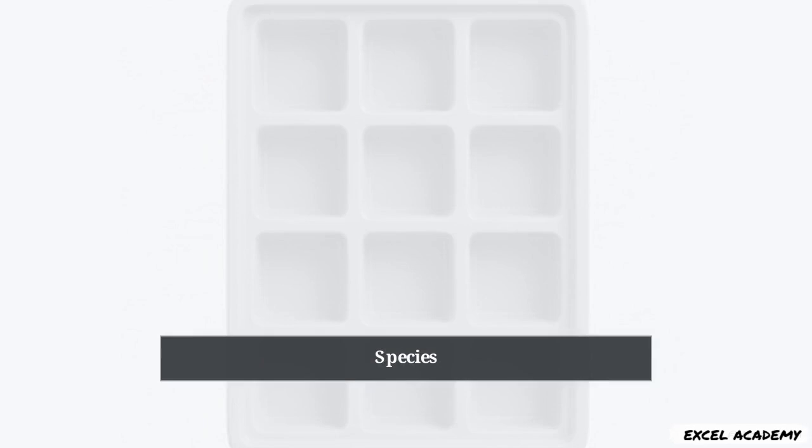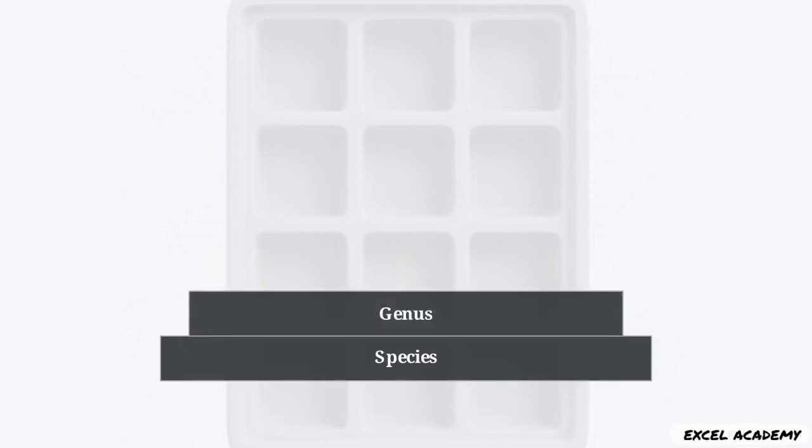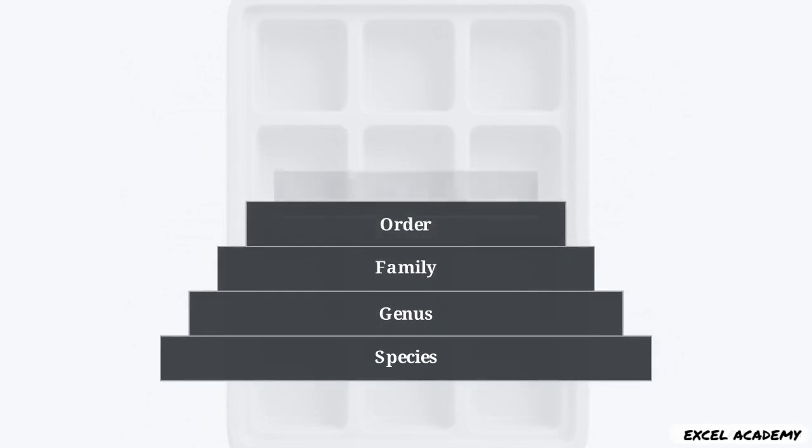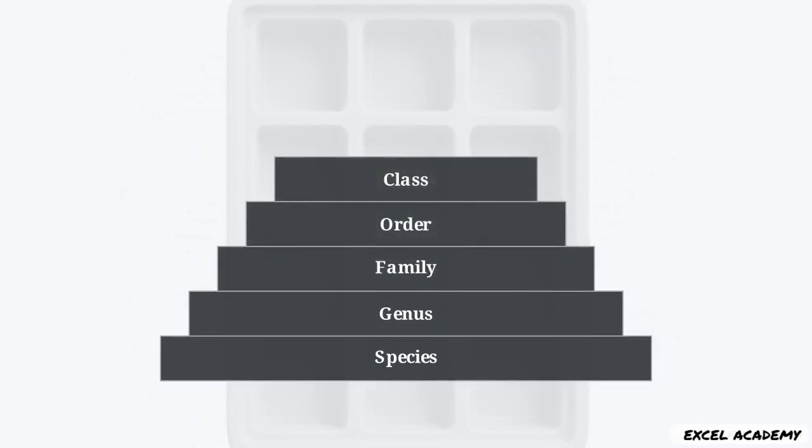This diagram outlines the hierarchy. At the bottom, the structure begins with species. For every organism, species serves as the lowest foundational category. From there, categories become progressively broader. Similar species are grouped into a genus, genera into a family, families into an order, and orders into a class.